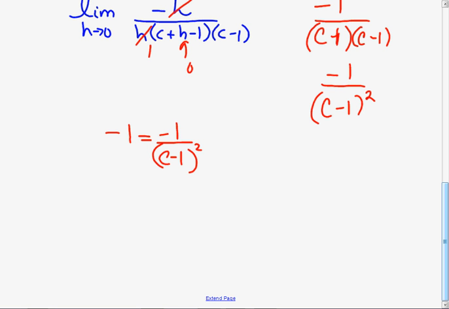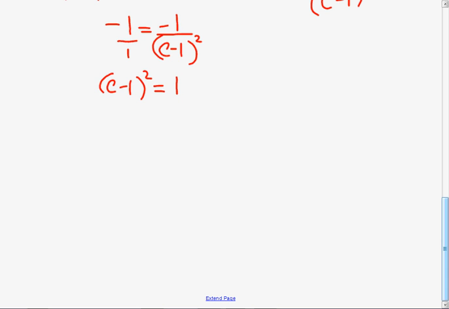Question. It says the slope is negative 1. This is the slope. So I have to set them equal and figure out what the C is. What's going to happen to the two negatives? Cancel out. Cross multiplying, I get C minus 1 squared equals what? 1.